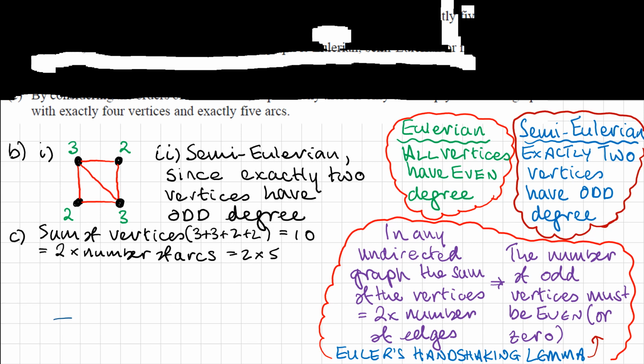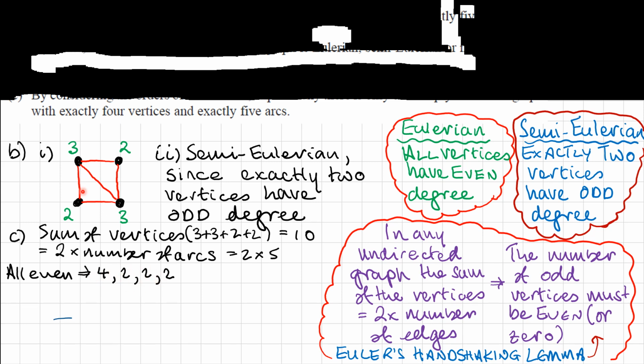So it could be that they're all even. And if they're all even, there's only one combination, and that is that we have one vertex with an order of 4 and the others are 2. That's the only way that we can make the sum of the vertices add up to 10.